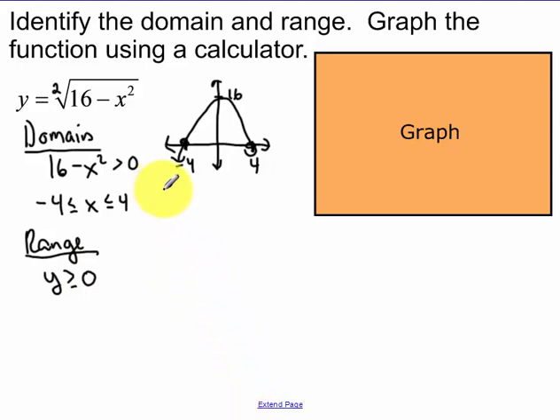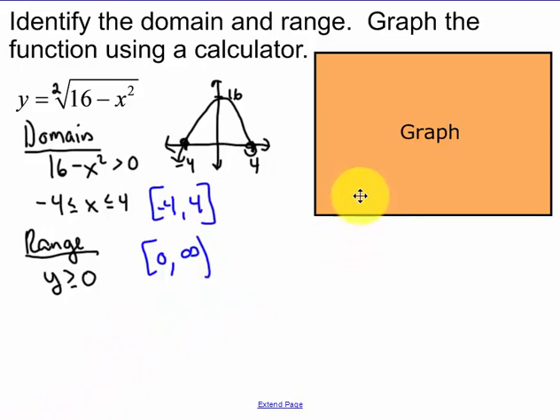Interval notation, just remembering interval notation, -4 to 4, remember the little brackets made inclusive. Your range, I'm going from 0 to infinity. And infinity gets a parenthesis because you can't really stand on infinity.